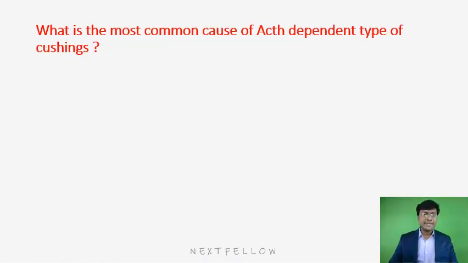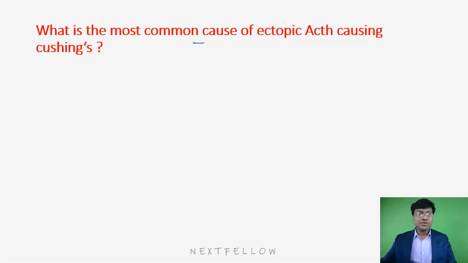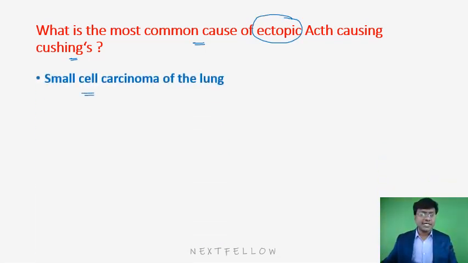Next, what is the most common cause of ACTH dependent Cushing's? The most common cause will be pituitary adenoma. And what type of pituitary adenoma is that? That is the corticotroph type of pituitary adenoma. Then you need to know the most common cause of ectopic ACTH production. For ectopic ACTH causing Cushing's, the most common cause will be small cell carcinoma of the lung, which is also called oat cell carcinoma of the lung.